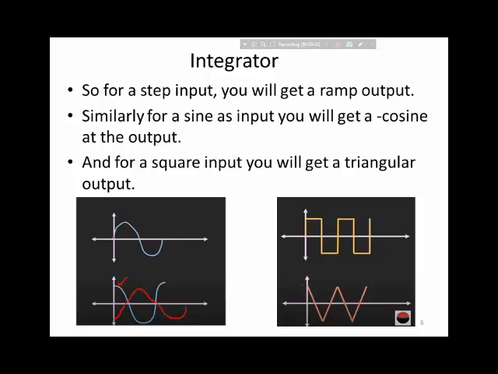So for a sine function input, you will get a cos function at the output. And for a square wave input, you will get a triangular output. That is, when input is positive, that is high, the output would have a negative ramp, and when input goes negative, the output will have a positive ramp at the output. So for a square wave at the input, you will get a triangular wave at the output of an integrator.